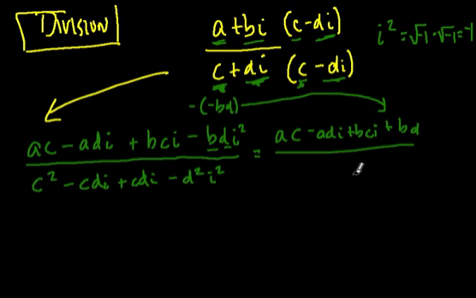In the denominator, we have C squared, and this is where it looks a little bit prettier. We have negative CDI plus CDI. I have no idea what those are, but if they're opposites, they add to 0. And then minus D squared I squared. Well, I squared is negative 1. And as the same principle before, we're going to switch the sign to plus D squared, because negative 1 equals I squared. Negative 1 times negative D squared is plus D squared.